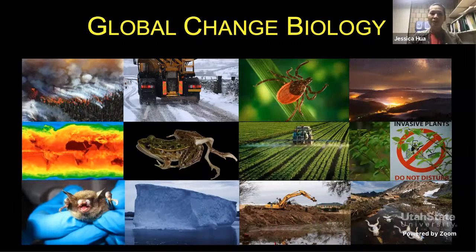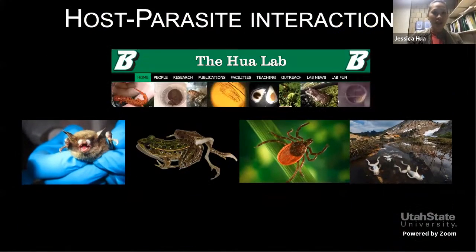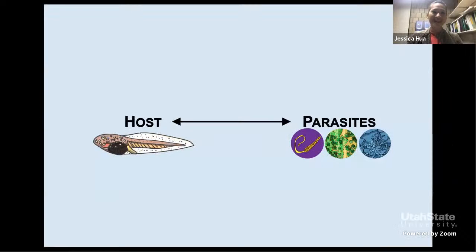And so under this broader umbrella of global change biology, my lab is interested in understanding how environmental change influences host-parasite interactions. And so when we think about host-parasite interactions, one perspective and one direction might be to ask, what are factors that influence a host's ability to defend itself against parasites? Alternatively, from the parasite perspective, what are factors that influence the ability for these parasites to infect their host?